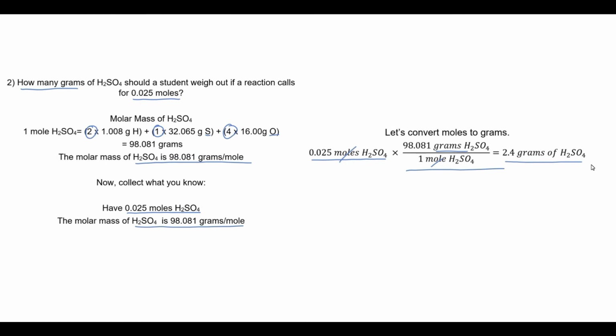So between these two problems, hopefully you can see that molar mass can be used 2 different ways. You can either have grams in the numerator and moles in the denominator, or you can have moles in the numerator and grams in the denominator. This is why writing the units down is so important, so that you don't accidentally multiply where you need to divide or divide where you need to multiply.